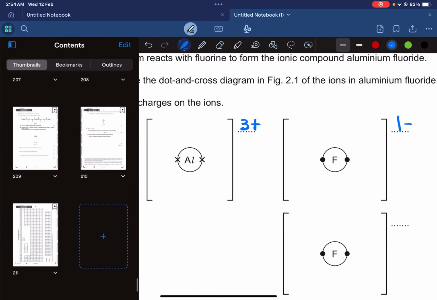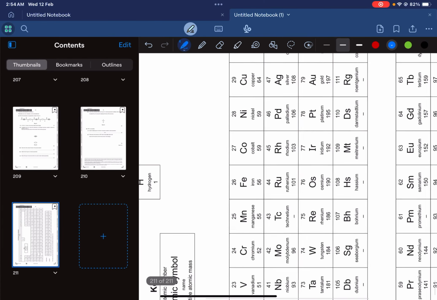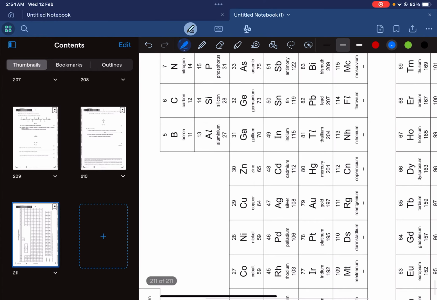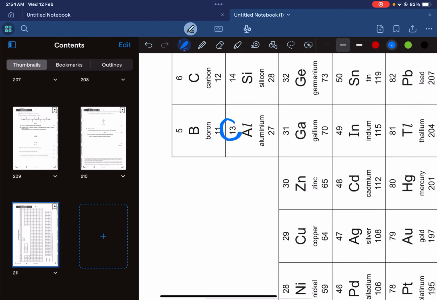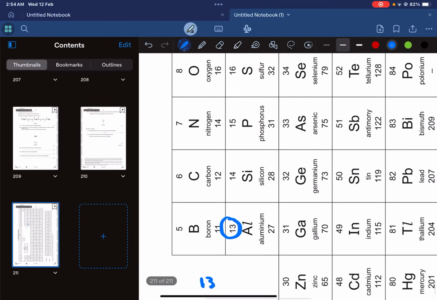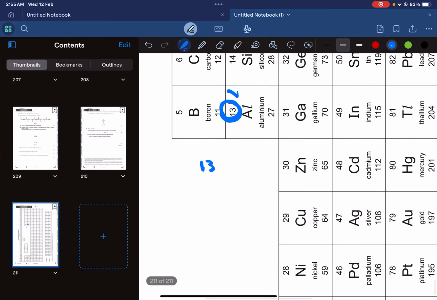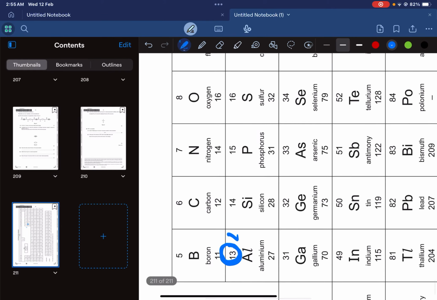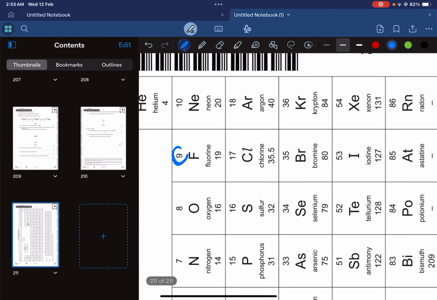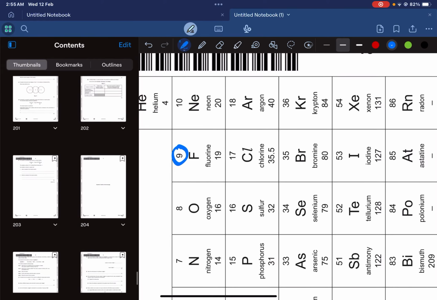Let's check aluminium first. Aluminium is 13, so this means that we have to draw a total of 13 electrons, because this is the proton number that we have circled and the proton number and the electron number are the same, but we have to draw an ion. First we have to figure out fluorine. For fluorine it's 9. Now let's move on and draw the ions.